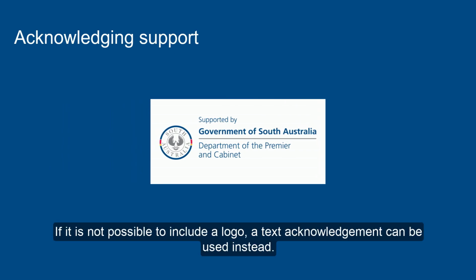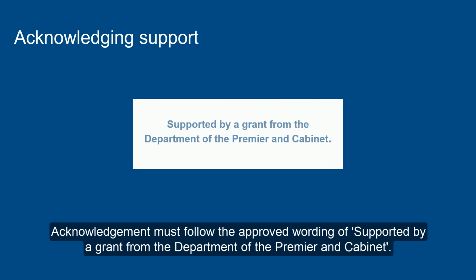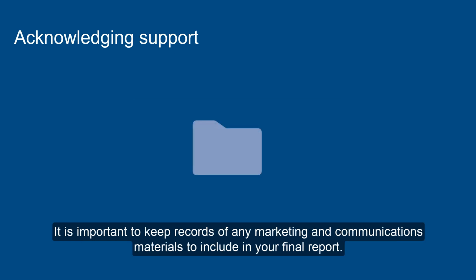If it is not possible to include a logo, a text acknowledgement can be used instead. Acknowledgement must follow the approved wording of supported by a grant from the Department of the Premier and Cabinet. It is important to keep records of any marketing and communications materials to include in your final report.